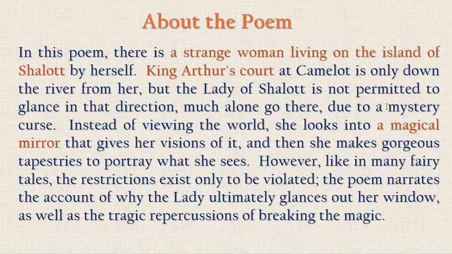What does she have there? She has a magical mirror. Through this magical mirror, when she looks at it, she can see reflections of the outside world. So she's not allowed to look directly and see things in the real world. Instead, there is a magical mirror. She looks in the mirror and she sees the reflections, only the reflections. This is what she's allowed to look at.